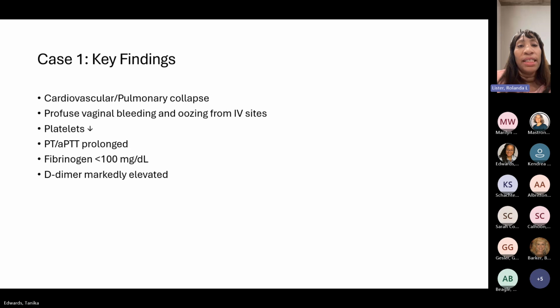Some of the key findings that are present here are complete cardiovascular collapse and pulmonary collapse, profuse vaginal bleeding and oozing from her IV sites, thrombocytopenia, prolonged PT, fibrinogen less than 100 milligrams per deciliter, and an increased D-dimer. Next slide.